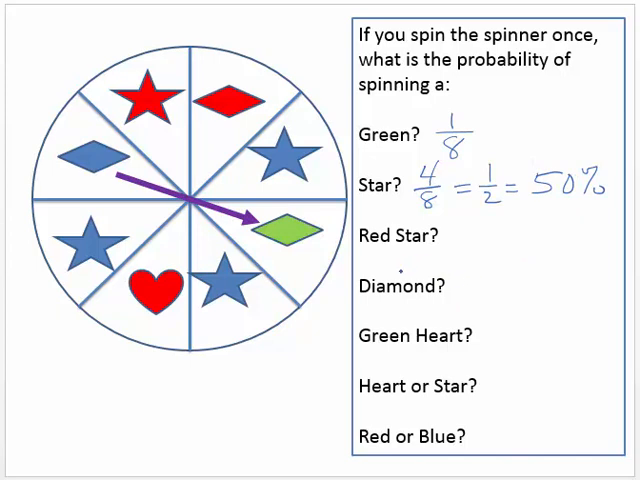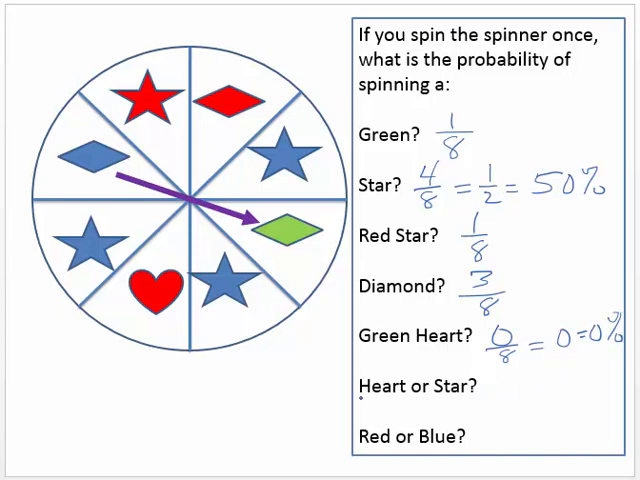How about a red star? There's only one red star, so that'd be 1 out of 8. How about a diamond? Looks like there's 3 diamonds, 3 out of 8. Green heart. We're not going to find any green hearts there, so the probability of that is 0%. You could say 0 out of 8 if you wanted, or you could just say 0, or you could say 0%. Any of those are okay answers.